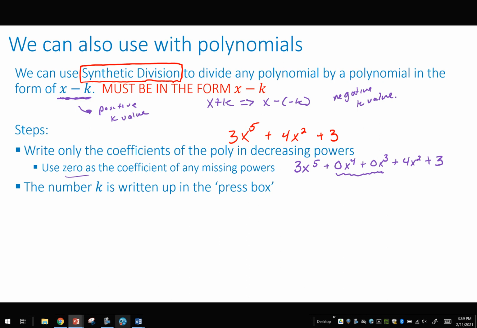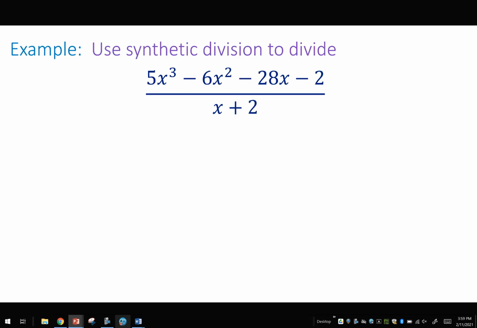All right, so back to our bullet point here. This number k is written up in the press box. And remember, it must be in that form of x minus k, and we want to pay attention to that sign on k. And we'll do a couple examples of it. All right, so here we go. Use synthetic division to divide these two polynomials. All right, so really this is saying x plus 2, and it's going to be divided from 5x cubed minus 6x squared minus 28x minus 2.